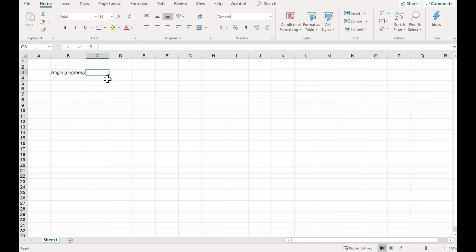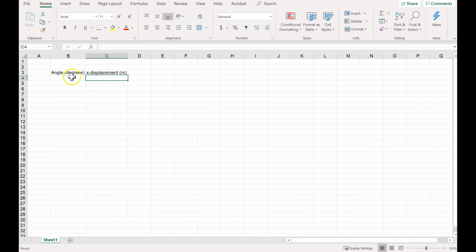Let's do the same thing here. X displacement. That's in meters. And then I hit enter on my keyboard, and then I put my cursor above the C, I slide to the right, and I double click when I see that double arrowed icon. Double left click. Okay, now I have to type in my values.